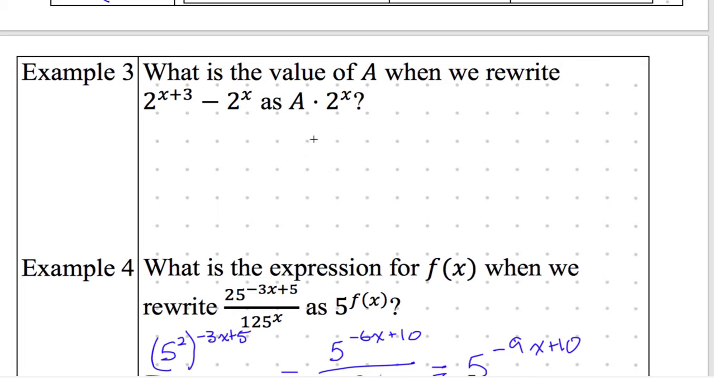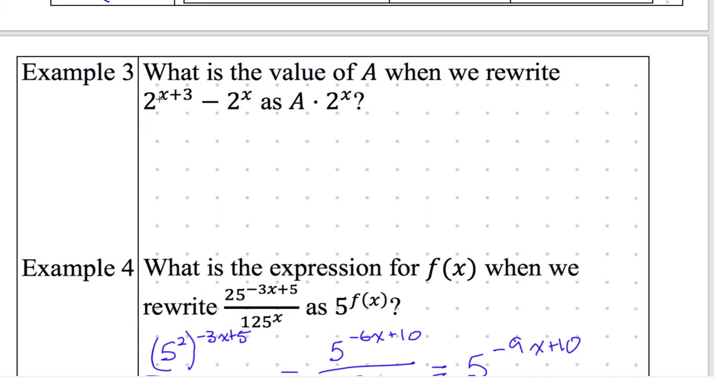Example 3. We need to write this as some number times 2 to the power of x. So we need to get a 2 to the power of x factored out of everything else. And that's hard because we have not seen it before. I haven't even seen it for like 3 years. Factoring out a 2 to the power of x, if I'm saying it correctly. When I factor out a 2 to the power of x, what is left over?